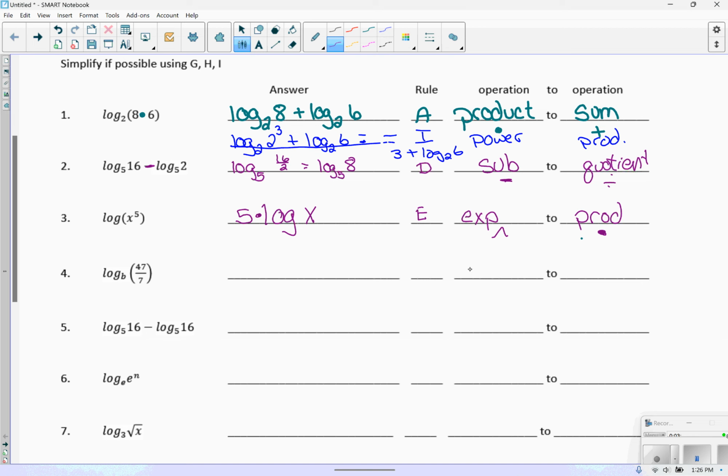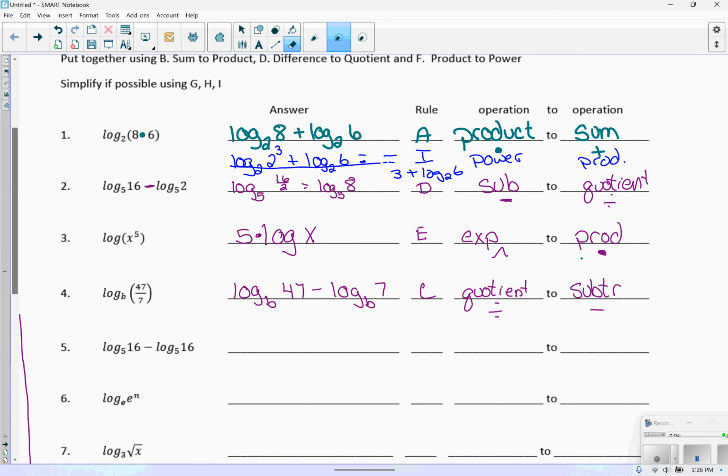Next one, we have quotient first. So we have division, which we're going to rewrite as subtraction. So division is subtraction. Log base b has to be in both. And because it is log base b, there's not anything else I could do to this one. And so quotient rule is C. That goes to subtraction.